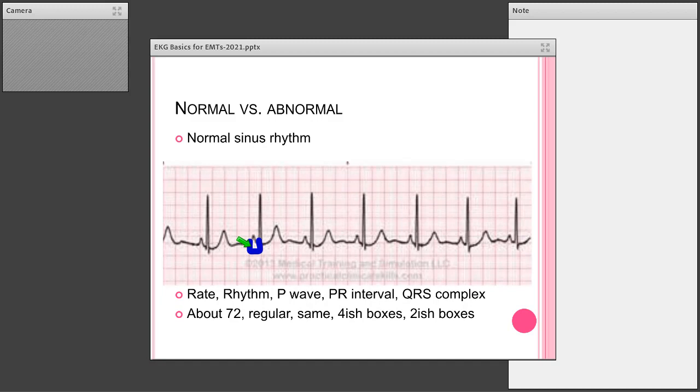And then the last step is looking at the QRS complex. We start here and go over to about here, and that appears to be about 2 small boxes, and it's supposed to be 1 to 3. So in this strip, everything is fairly normal. If you remember from EMT class, the normal heart rate for normal sinus rhythm is 60 to 100, so 72 is right in that normal range. Okay, so that's normal. Now we're going to look at some abnormal ones.